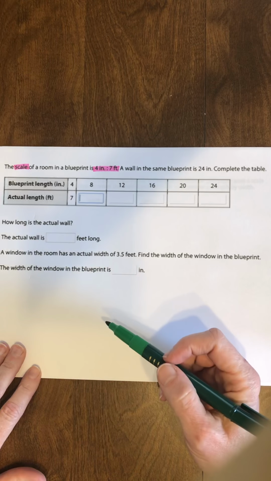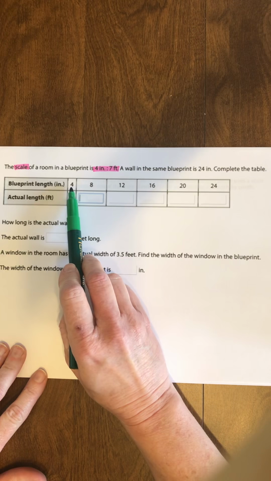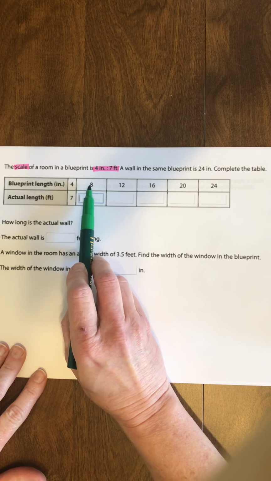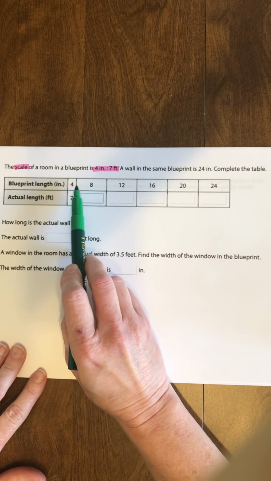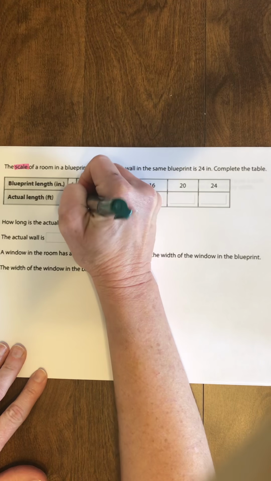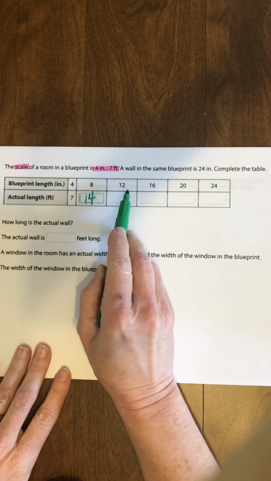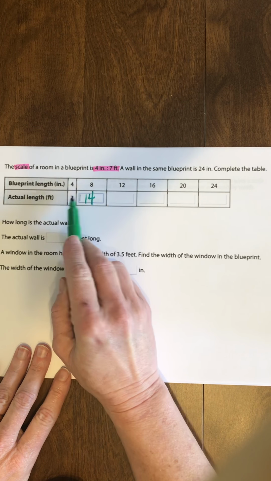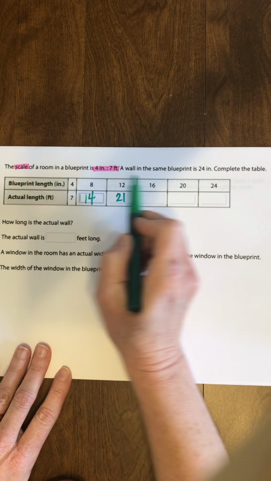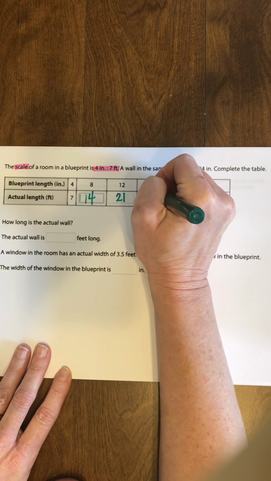Well, one way that we can complete the table pretty easily is I can see that they have some numbers up here, so I can see how we're going to go from a 4 to an 8. So what do I do from a 4 to get to an 8? I'm multiplying by 2. So I can just multiply my 7 times 2. So 7 times 2 is going to give me a 14. So I'm going to write a 14 there. Okay, to go from the 4 to the 12, I'm multiplying by 3. So 7 times 3 is going to give us a 21. 4 times 4 gives me 16, so 7 times 4 is 28.